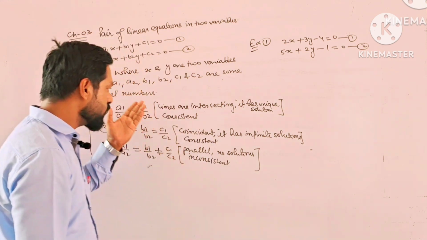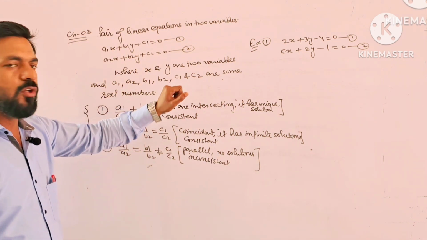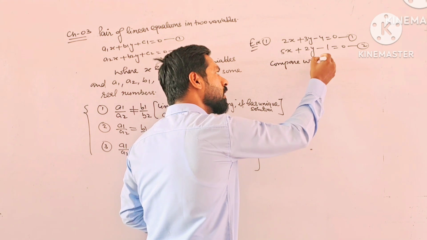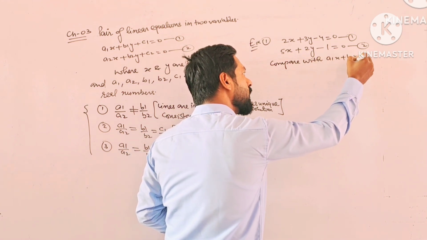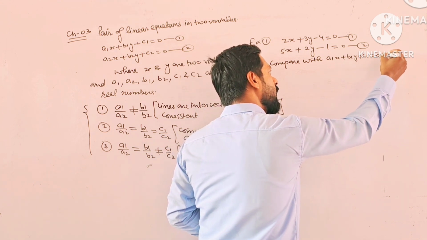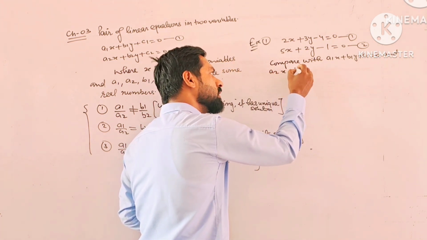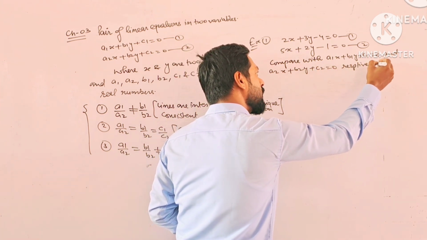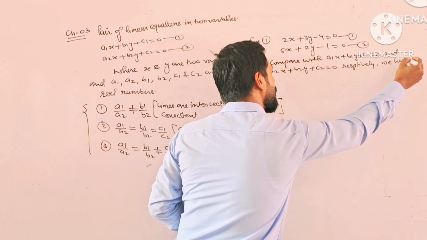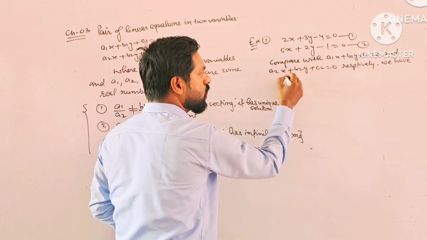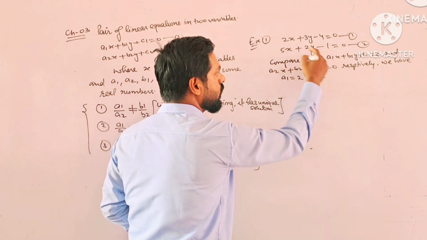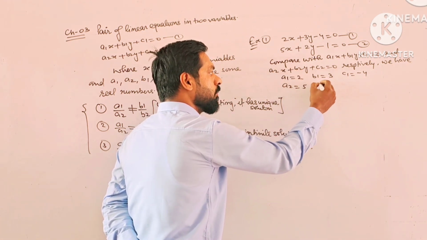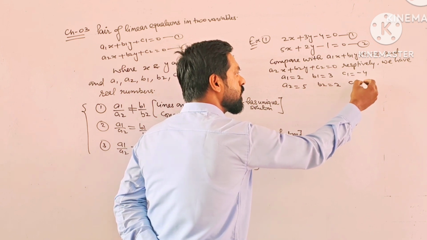So in both the conditions we have to find out the value of a1, b1, c1 and a2, b2, c2. For that we have to compare with a1x plus b1y plus c1 equal to 0 and a2x plus b2y plus c2 equal to 0 respectively. We have the coefficient of x is a1. So a1 is equal to 2, b1 is equal to 3 and c1 is equal to minus 4. a2 is equal to 5, b2 is equal to 2 and c2 is equal to minus 1.